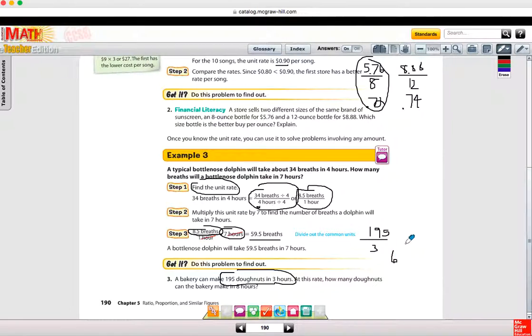So 65 donuts in 1 hour. It says how many donuts will the bakery make in 8 hours? So we can take 65 times 8, and we should get 520 donuts, okay, for that example.